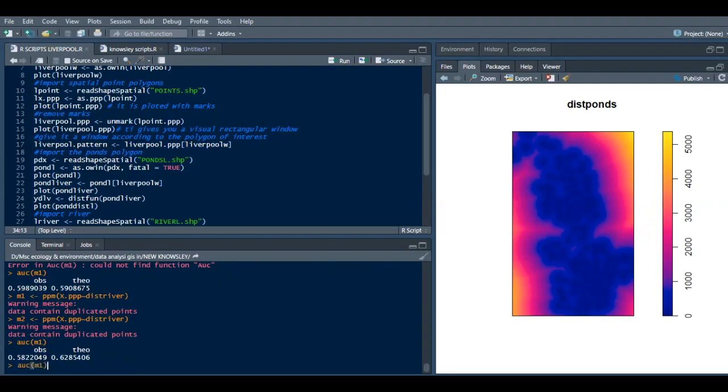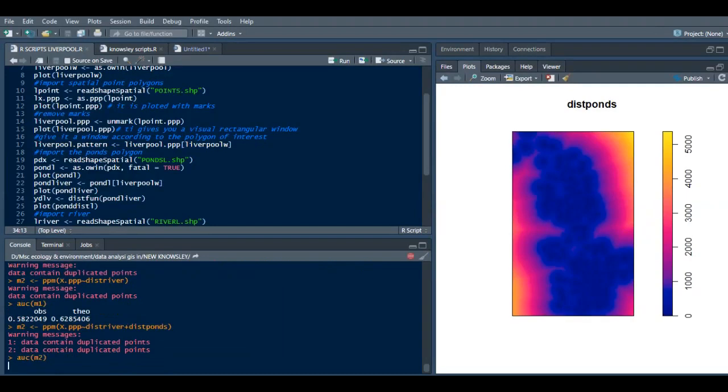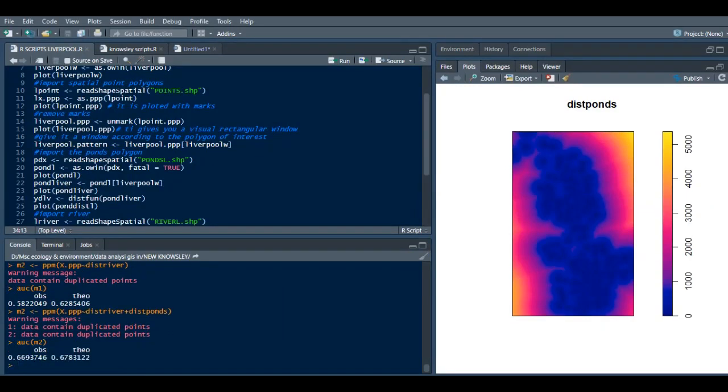So let's see what happens if we combine the two covariates. Sorry, but anyway, let's run it. It's supposed to give it model 3, but that's okay. So the whole model is 6. When you combine the distance from the river and the distance from the pond, you are able to infer whether the distance from the river affects the occurrence of the species or the pattern of the species in question.